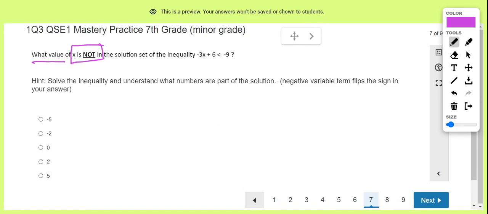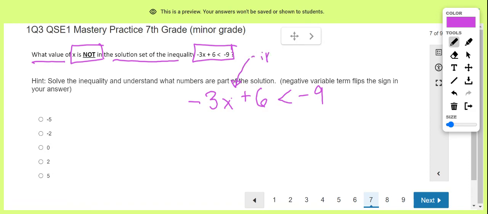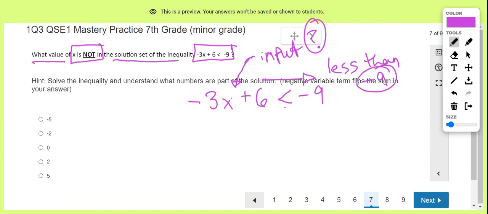What value of x is not in the solution set for the inequality? All right, so let's start with the inequality. Negative 3x plus 6 is less than negative 9. Okay, so we need an input that will give us an output that is less than negative 9. Let's just keep that in mind as we start to solve.